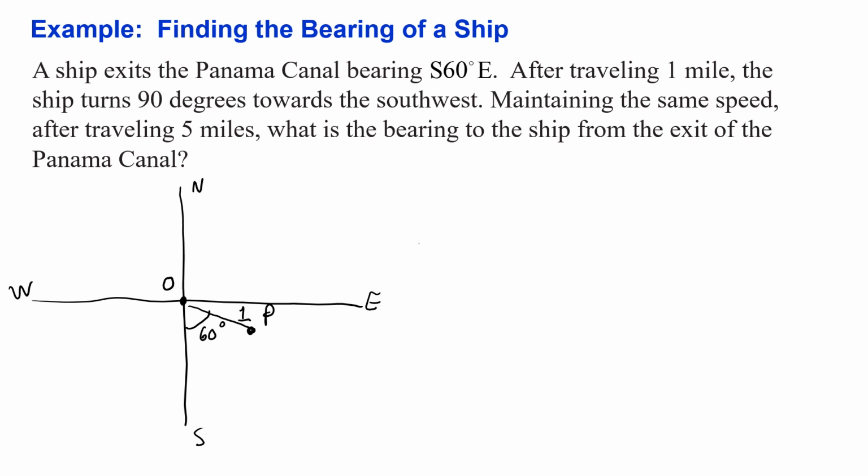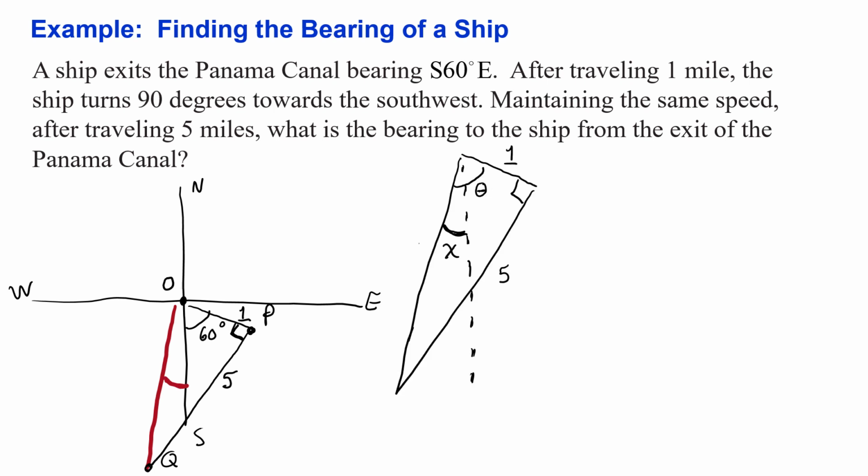Now our line segment ends at a point we've labeled P that represents the location where the ship makes that 90-degree turn. Next, we draw a line segment of length 5 from point P to a point labeled Q. This line segment is perpendicular to the line segment OP in a southwest direction. Now we draw a line segment OQ representing the bearing from the exit of the canal to the ship. The angle between the south line and the line segment OQ is denoted as x. In our diagram, we also note that the right triangle created by OP, PQ, and the hypotenuse OQ has an angle theta between OP and OQ.